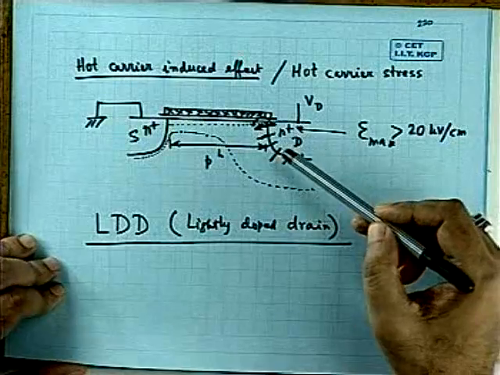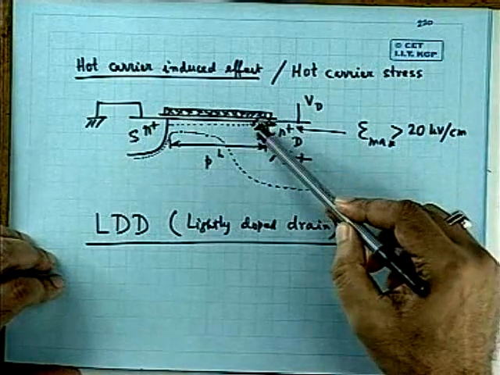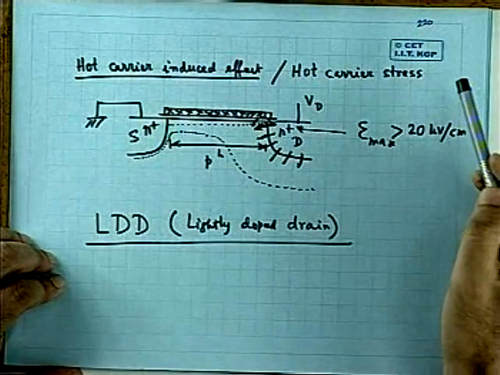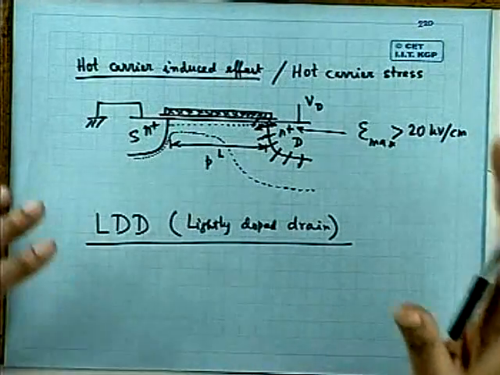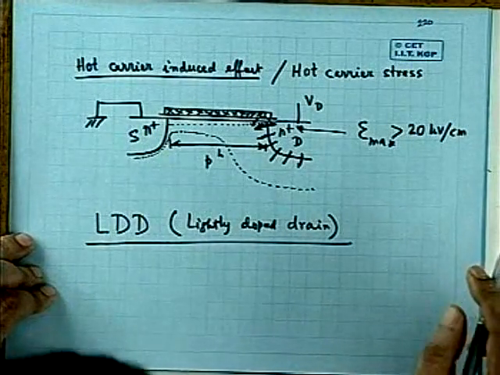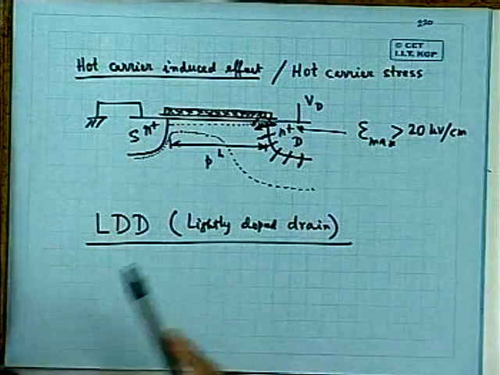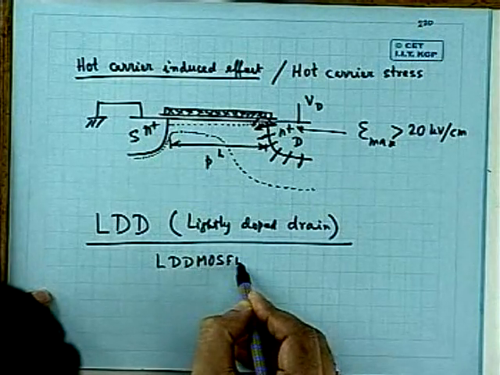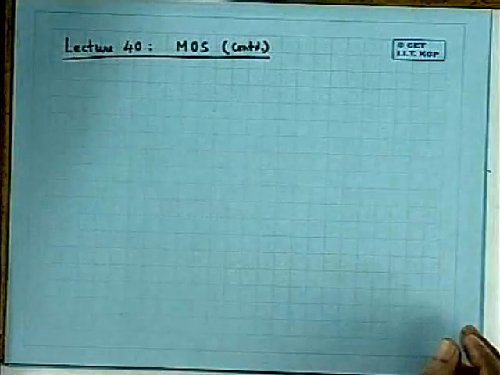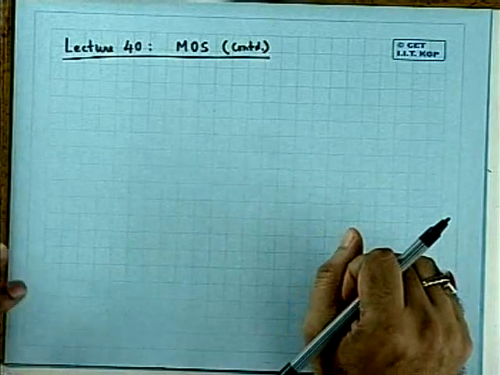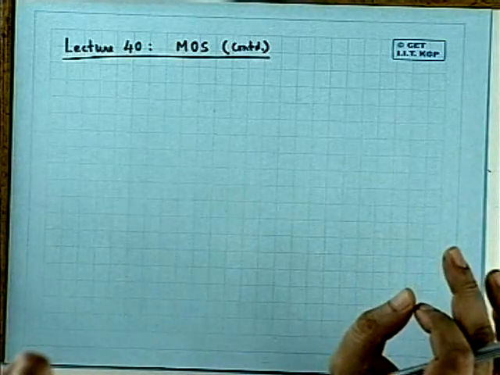To overcome this problem, which is very, very prominent in submicron MOSFETs, people conceived an idea which is normally called LDD MOSFET, or lightly doped drain MOSFET. Before I go to the LDD MOSFET, I think I should discuss briefly how a modern MOSFET is fabricated. That will give you an idea, and then automatically the LDD concept will come.